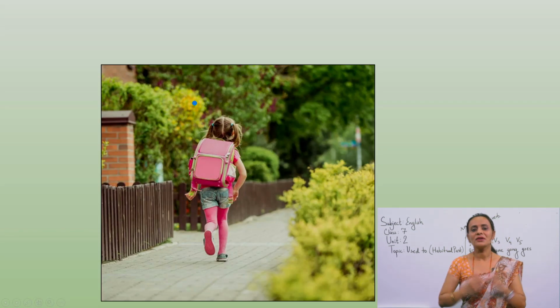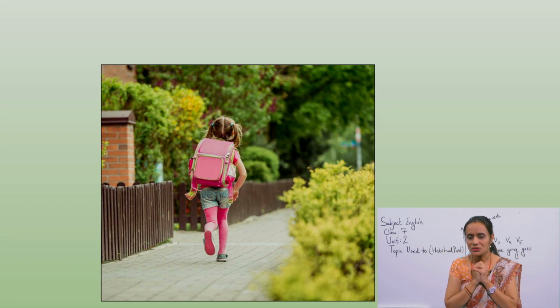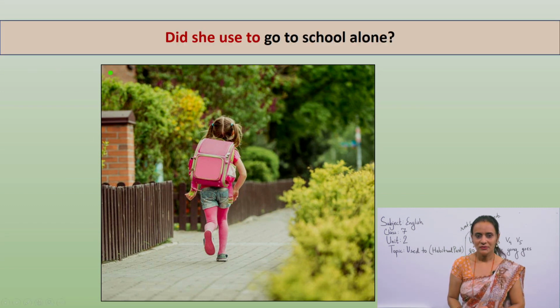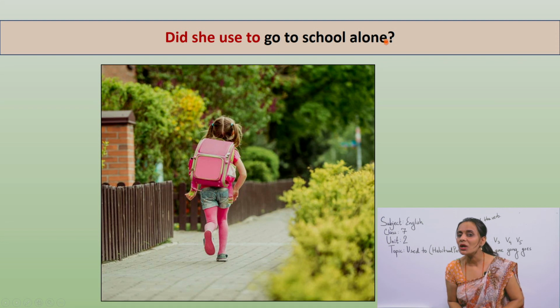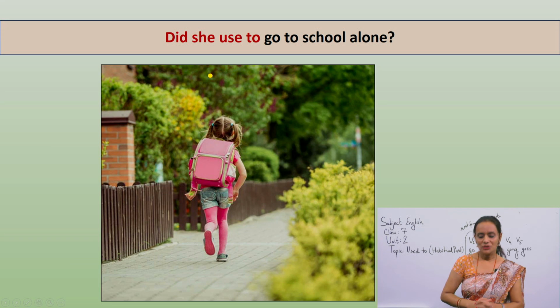Okay, now let's say another also. What can you see here in the picture? A small child is going to school. And how can you form it in the ask no question form? And remember, my dear students, ask no question always begins with the auxiliary verb, only with the auxiliary verb. Now look. Did she used to go to school alone? This is the ask no question form where you are using used to.